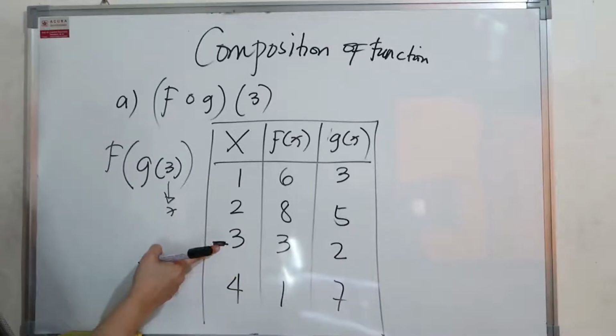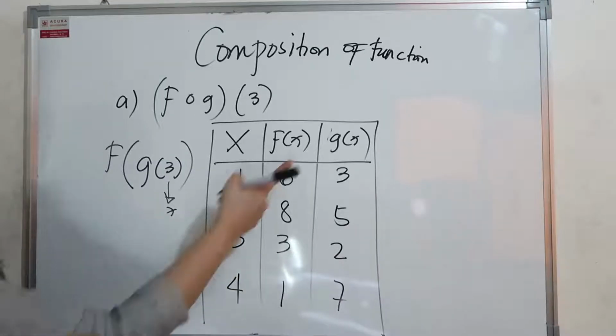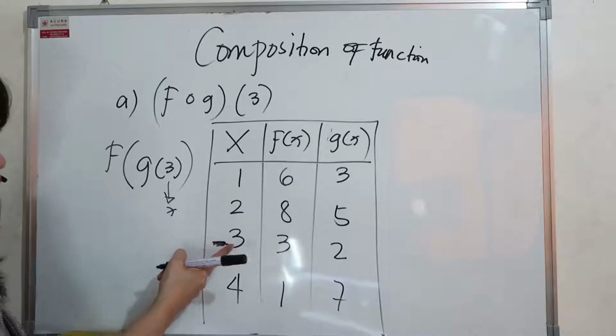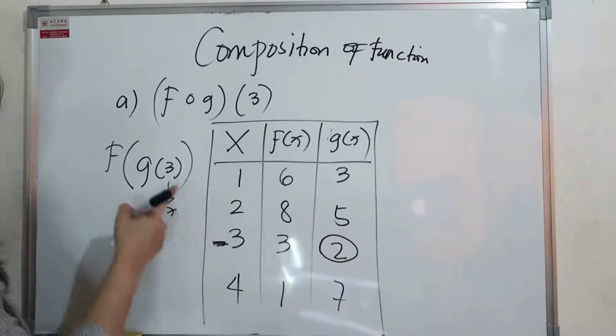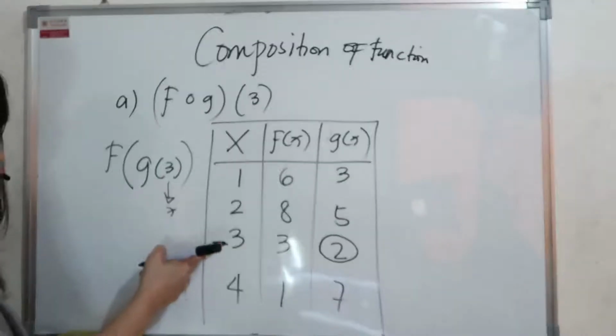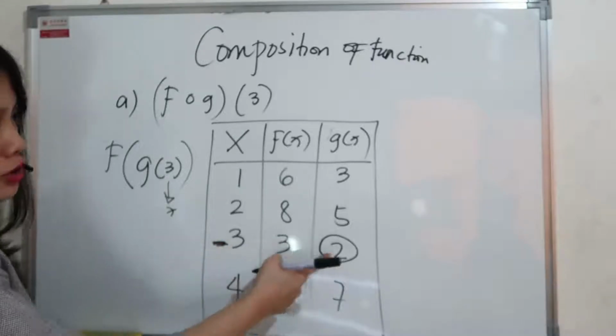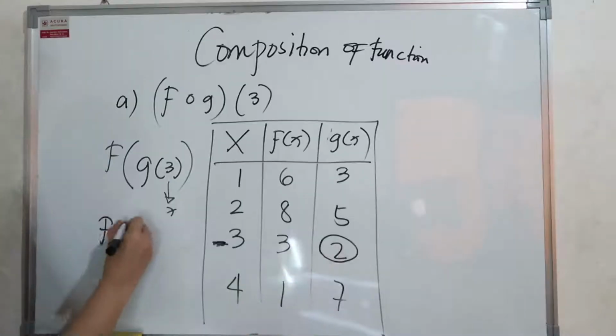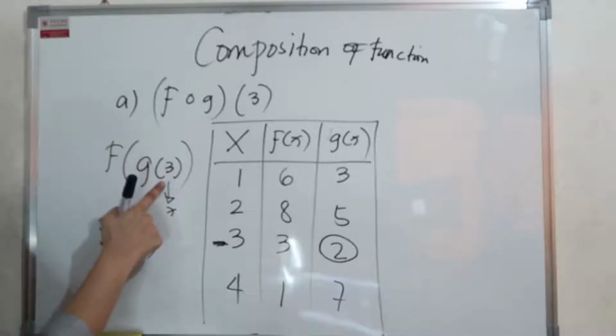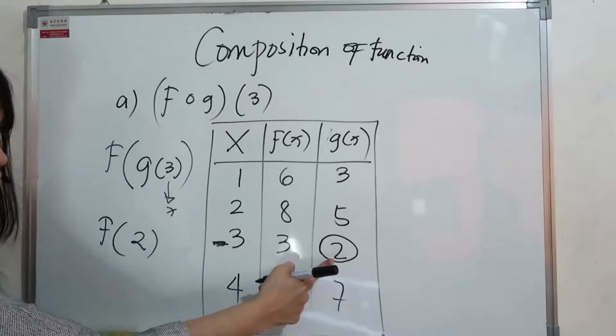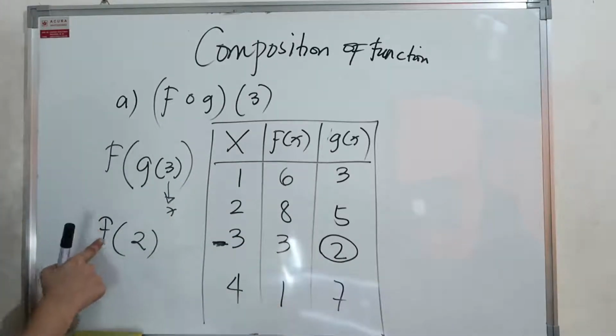So 3. And then look for the g of x. The g of x of that one is 2. So 3 will be your x. So the g of 3, based on the table, is 2. Therefore, f of 2. So your g of 3 is 2. Now, how do we solve for f of 2?